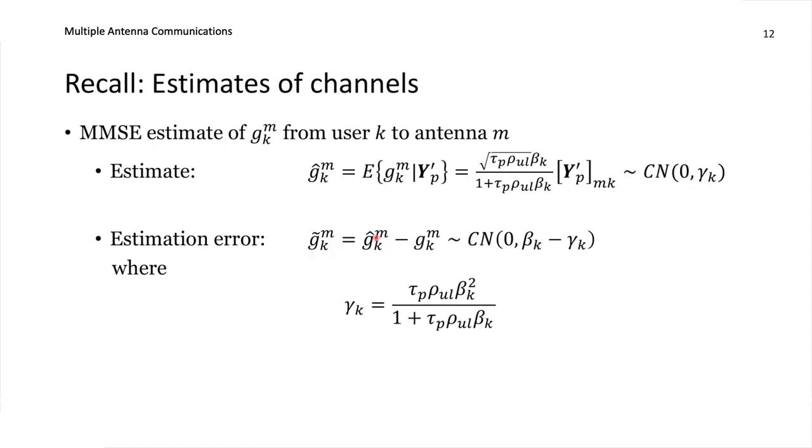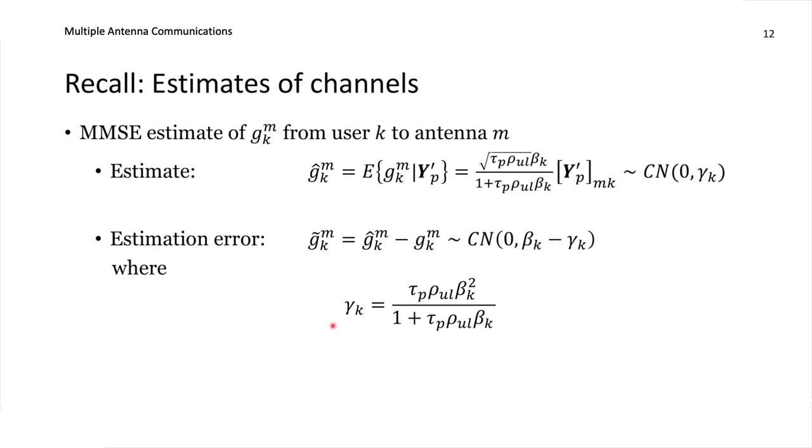And then we need to remember, how did we select things based on the channel estimates? Well, the MMSE estimate of user k to antenna m, g_km, has an estimate that we computed by taking the received pilot matrix after the despreading operation, multiplied with a scalar, and then we get something that is complex Gaussian distributed and has a variance gamma_k which had this expression. Remember, it contains tau_p, which was the length of the pilot, rho uplink, which was the transmit power, and then we have beta_k and beta_k squared, and we have 1, which is the noise variance. And the estimation errors contain beta_k minus gamma_k, so this gamma_k is an important parameter.